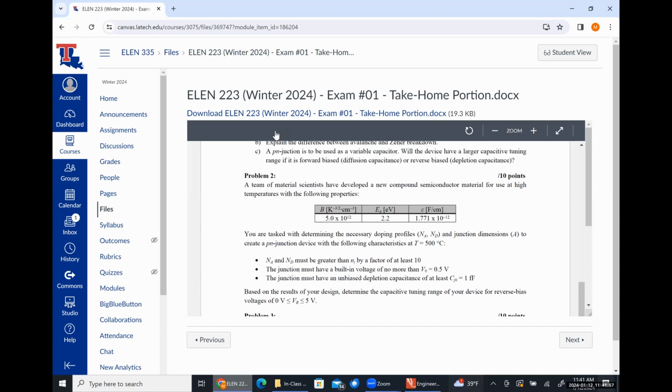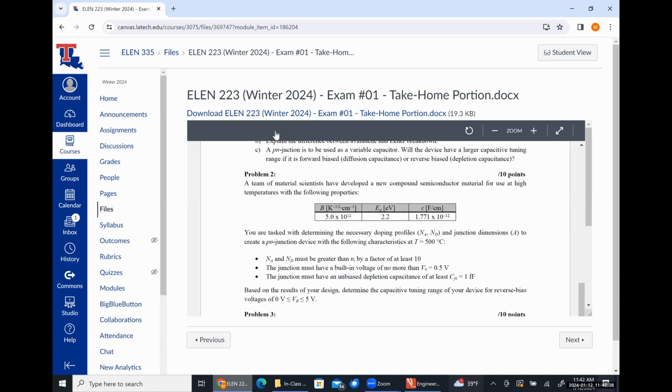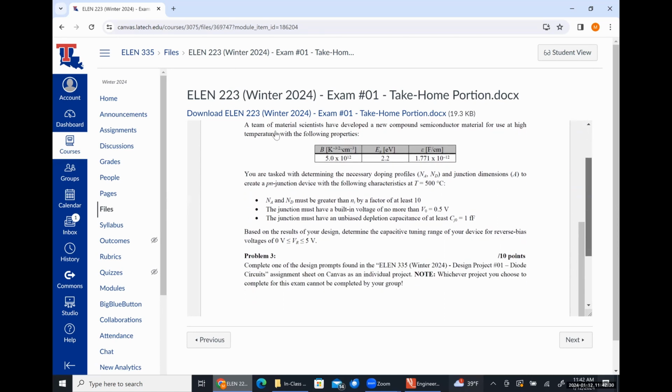You get to decide what the area of the junction is, but don't make it some asinine thing like a meter squared or something like that. Be realistic, right? I would argue the largest you could realistically do would be on the order of 5 millimeters by 5 millimeters, and that would still be huge. And then based on whatever you get, I want you to tell me what the capacitive tuning range of the device is going to be for reverse bias voltages ranging from 0 volts to 5 volts. So that is problem 2.